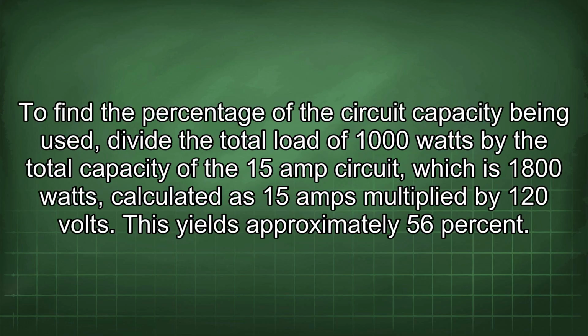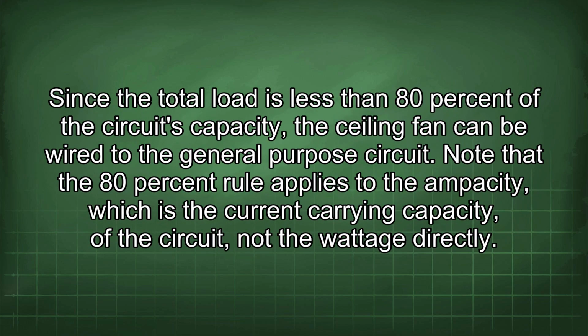To find the percentage of the circuit capacity being used, divide the total load of 1000 watts by the total capacity of the 15 amp circuit, which is 1800 watts, calculated as 15 amps multiplied by 120 volts. This yields approximately 56%. Since the total load is less than 80% of the circuit's capacity, the ceiling fan can be wired to the general-purpose circuit.